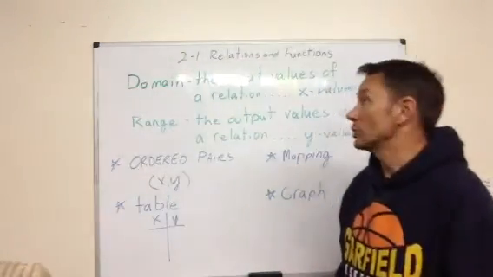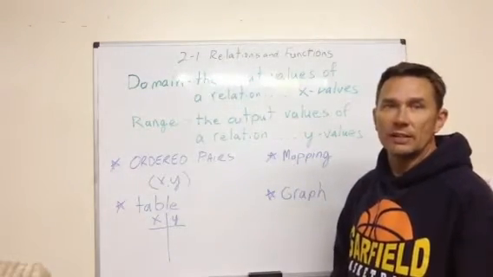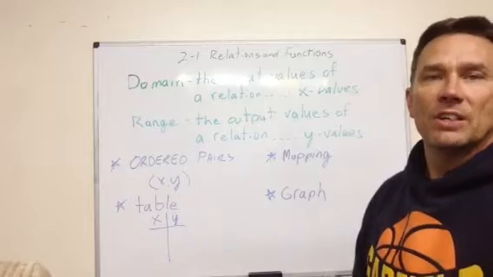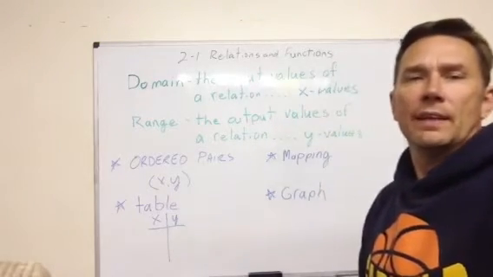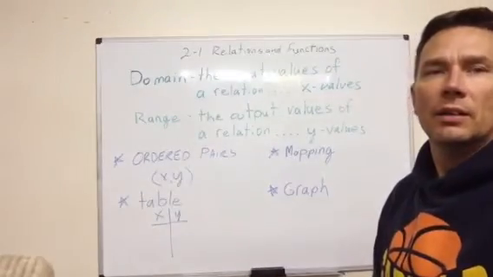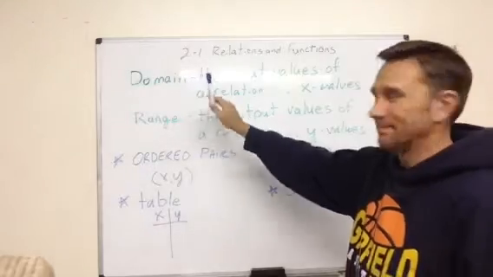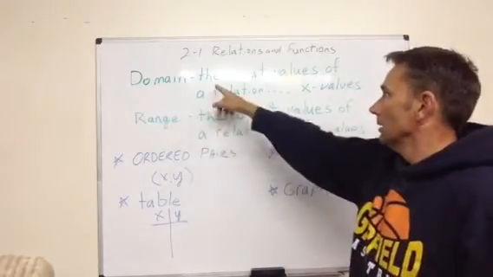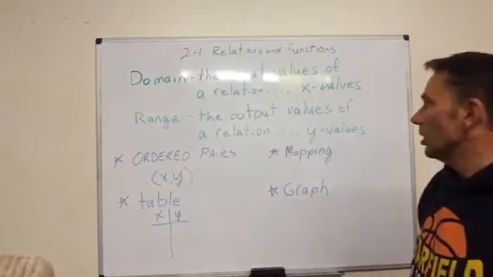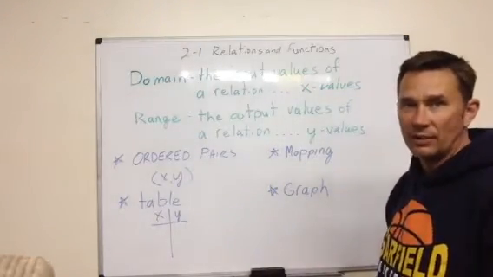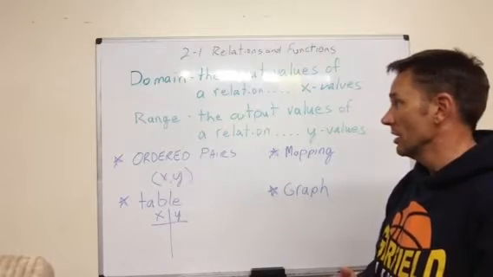Today we're going to start chapter 2, section 2.1, relations and functions. Now to start with, there are some definitions here you need to be aware of. The first one is domain. The domain, and I apologize for the glare on the whiteboard, is the input values of a relation, also known as the x values. It's just a fancy way of identifying all of our possible x values.